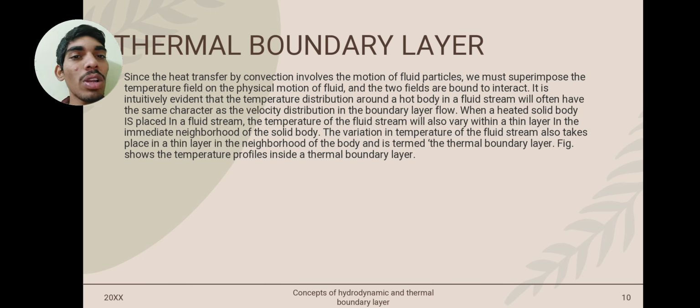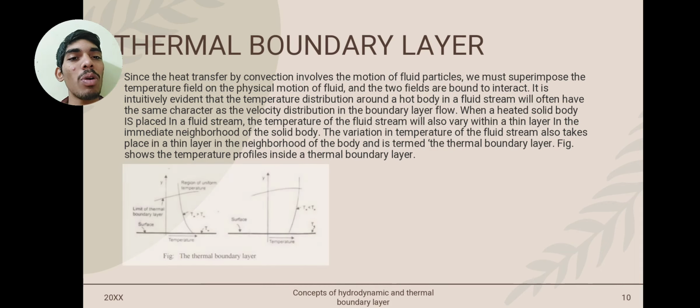When a heated solid body is placed in the fluid stream, the temperature of the fluid will also vary within a thin layer in the immediate neighborhood of the solid body. This variation in temperature of the fluid stream, which takes place in the thin layer in the neighborhood of the body, is termed the thermal boundary layer. The figure shows the temperature profiles inside a thermal boundary layer.